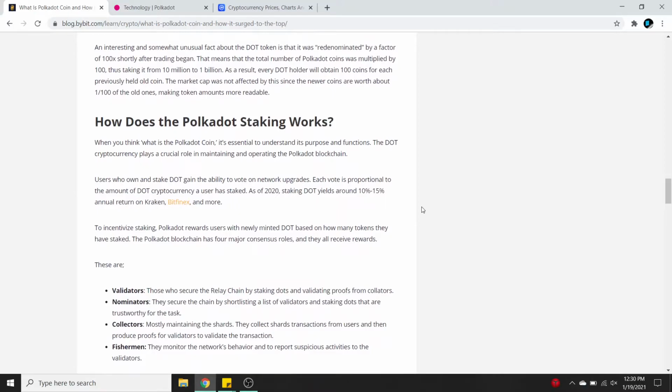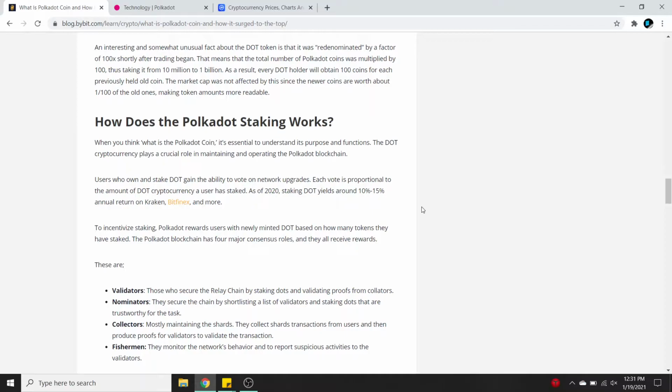An interesting and somewhat unusual fact about the DOT token is that it was redenominated by a factor of 100 times shortly after trading began. That means that the total number of Polkadot coins was multiplied by 100, therefore taking it from 10 million to 1 billion. And as a result, every DOT holder will obtain 100 coins for each previously held coin. The market cap was not affected by this, since the newer coins are worth about 1/100th of the old coins, making token amounts more readable.